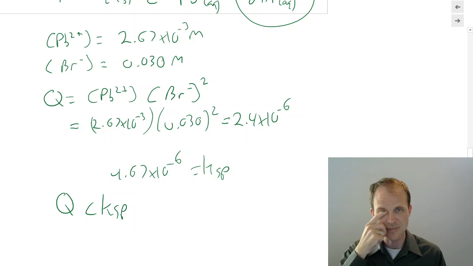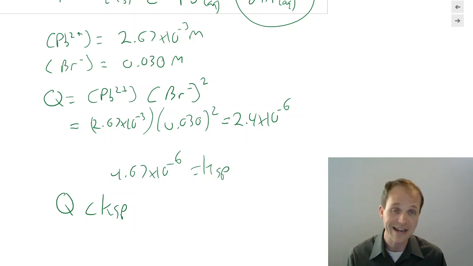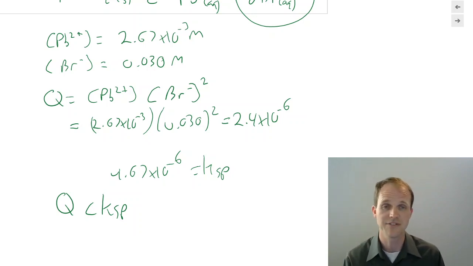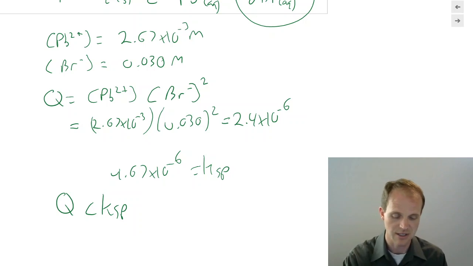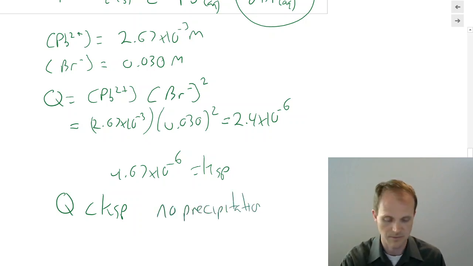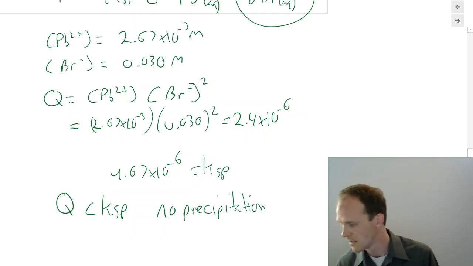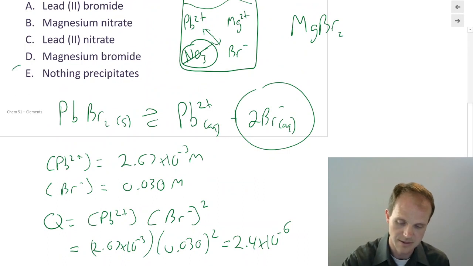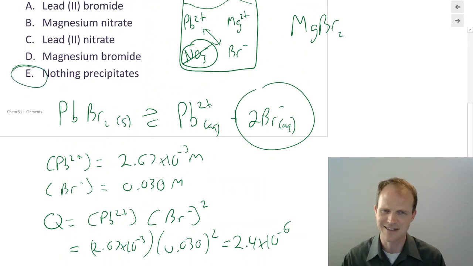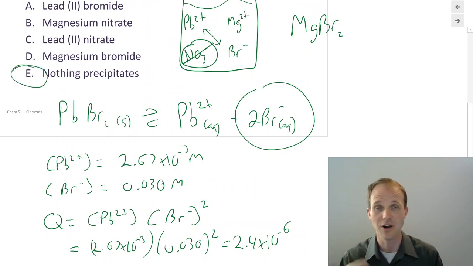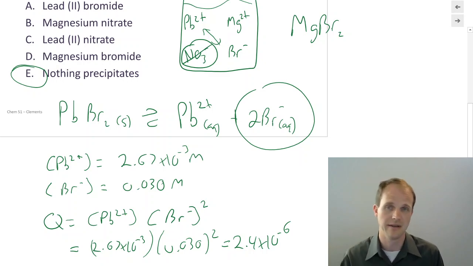Q is less than Ksp. The reaction actually wants to continue going to the right. It wants to dissolve more stuff, but we're not there. We don't have more stuff to dissolve. We just have this aqueous stuff, and so no precipitation is going to happen. E. Not the answer you're expecting. You were expecting to get a precipitate, but hopefully when you did the math out, you're like, well, nothing precipitates, and that's what we get.